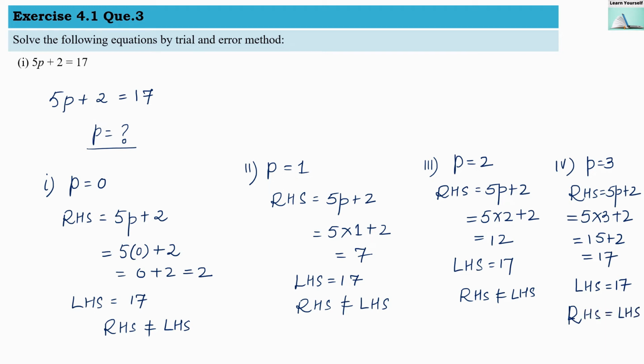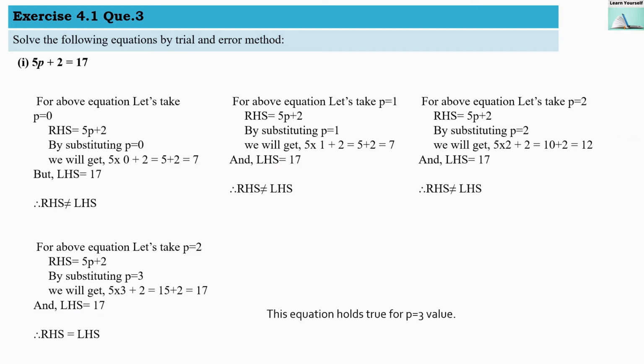So by trial and error method, we got the correct value for p, and that is p equals 3. So when we take p equals 3, this equation will hold true. And this is how we will write it in a notebook.